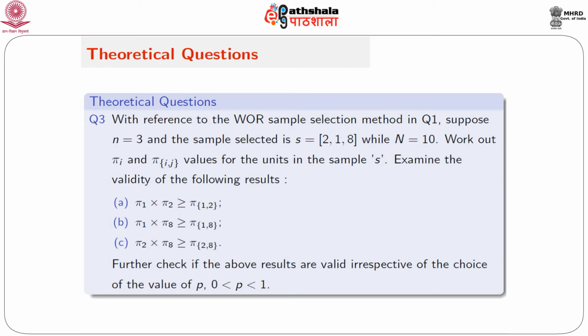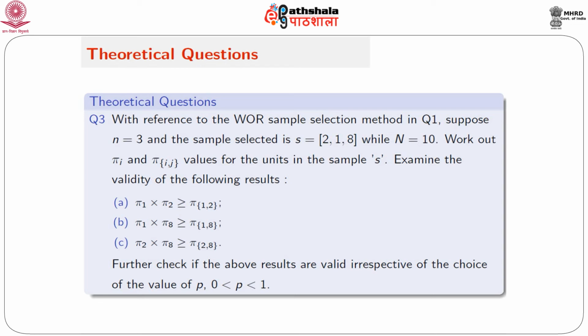With reference to the without replacement sample selection in question 1, suppose small n is 3 and the sample selected is s equals {2, 1, 8}, while N equals 10. Work out pi_i and pi_ij values. Similar question. The interesting point is this time the first unit in the sample is 2 out of 1 and 2, but even though 1 is not selected in the first attempt, there is a possibility of 1 coming up later because it is under without replacement. That's how 1 comes in in the second attempt. So you got 2, 1, 8. You are supposed to work out pi_1, pi_2, pi_8, etc.